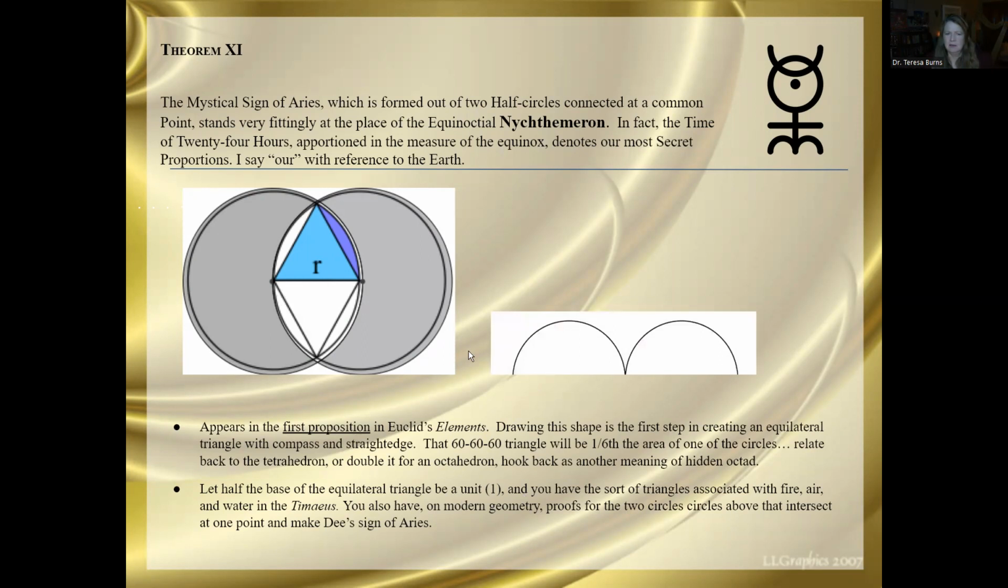Let's see. And let's remember what these two half circles would look like down here at the bottom of Aries. If this were modern geometry and we were using this as a unit, and we split it in half, then what we would get is that half equilateral triangle, by the way, that you have in the Timaeus, where air can turn into water and water can turn into fire, but neither of them can turn into earth. With earth, it has to be a mixture.